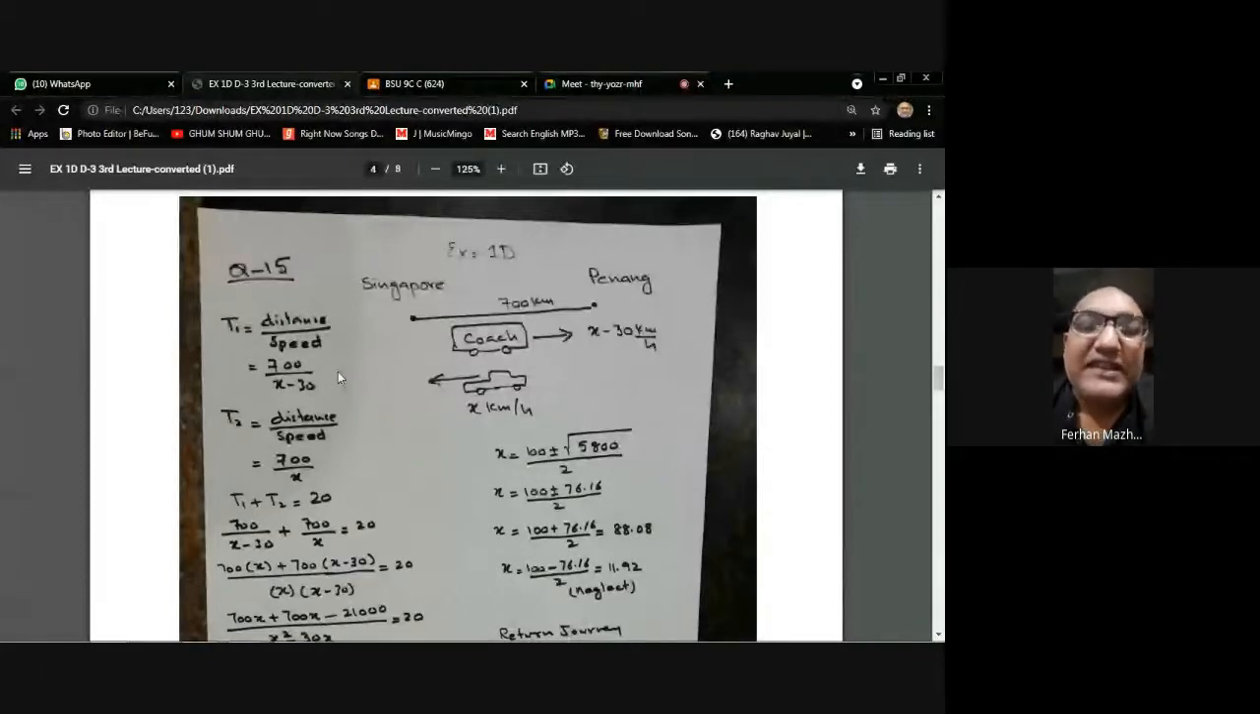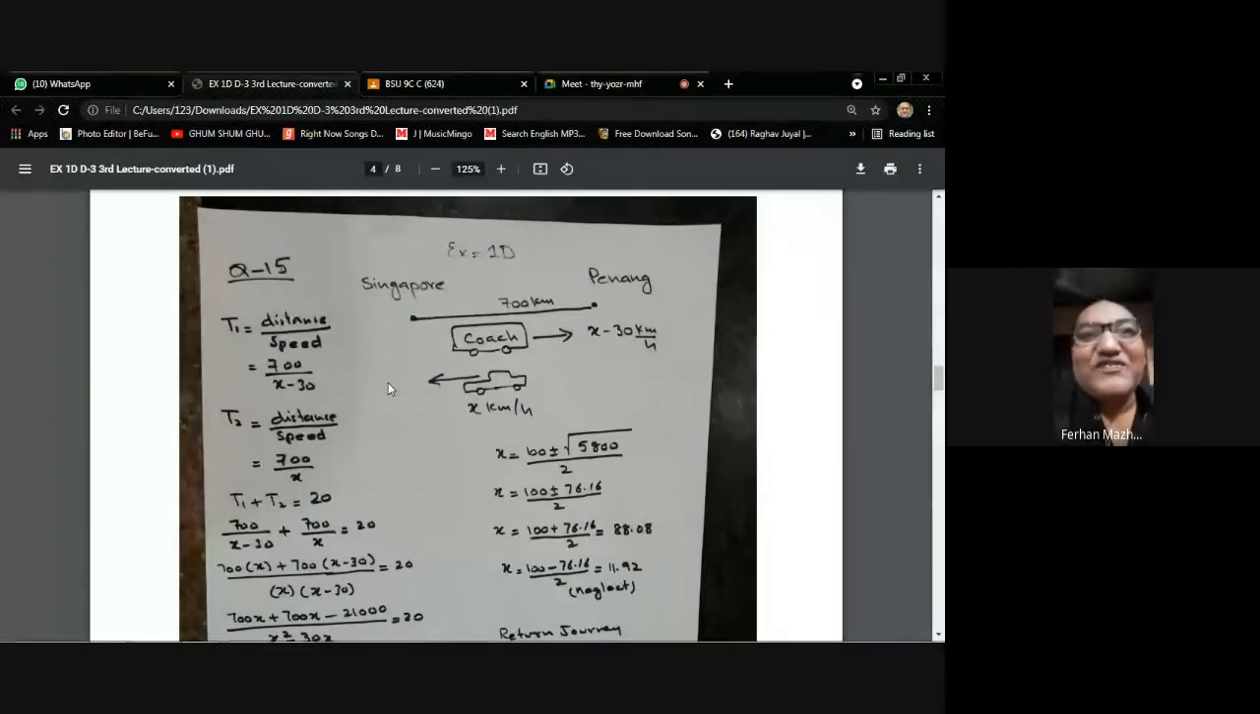So here with the diagram, I have Singapore. Here is Penang, and the distance between both places is 700 kilometers. She went there on a coach, and she came back on a car. He said that the speed of the car is x. Now the trick here: he says the speed of the car is x and the speed of the car is 30 kilometers per hour more than the coach. It's a very tricky statement. So what's the speed of the coach?